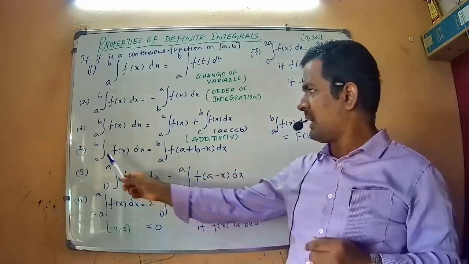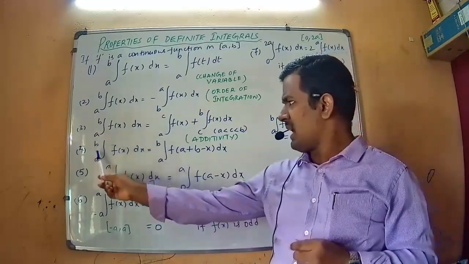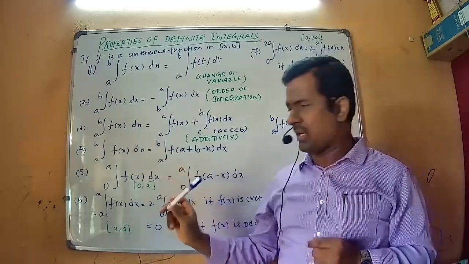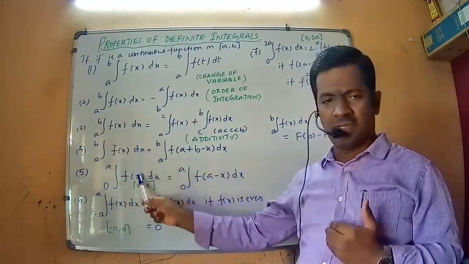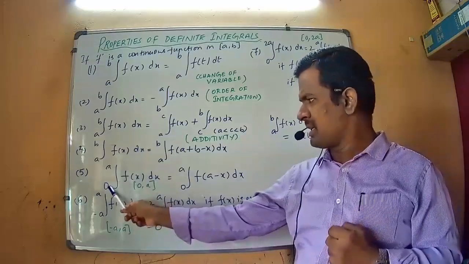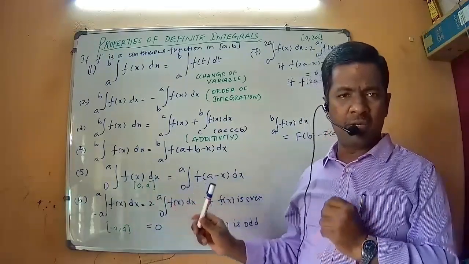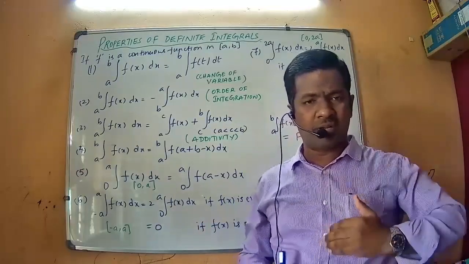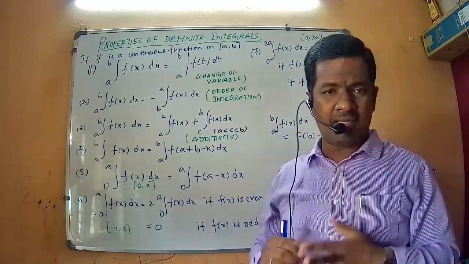Now, integral from a to b of f of x dx. The fourth one is, we can write it with lower limit plus upper limit minus x. Whenever the lower limit is 0, we can write it as upper limit minus x. This property we are going to use quite often in solving the problems. These properties enable us to solve the problems related to definite integrals in quite an easy manner.